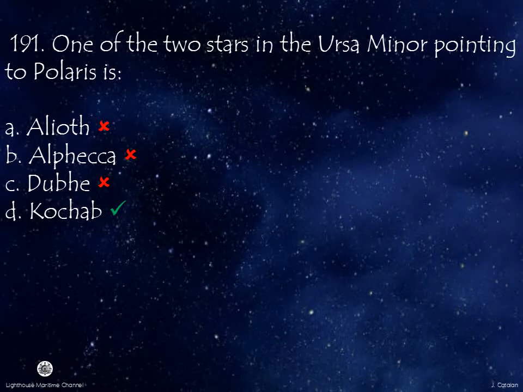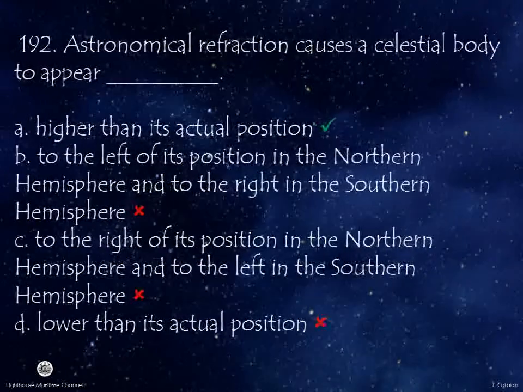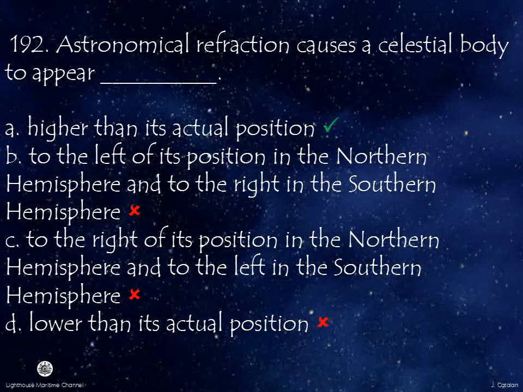Number 191. One of the two stars in the Ursa Minor pointing to Polaris is. Answer: caution. Number 192. Astronomical refraction causes a celestial body to appear. Answer: higher than its actual position.